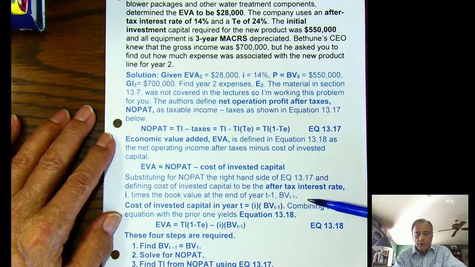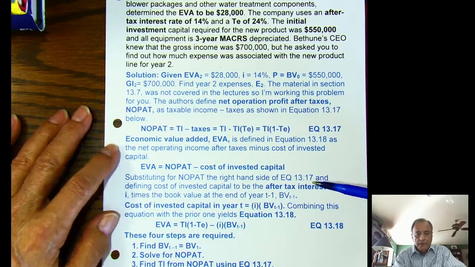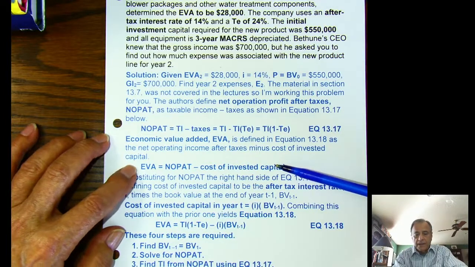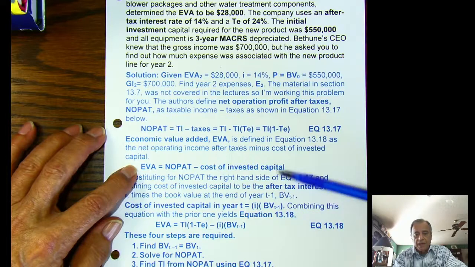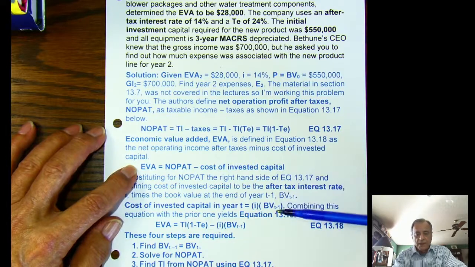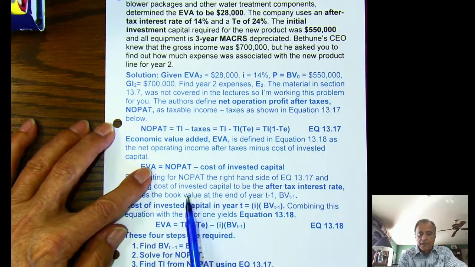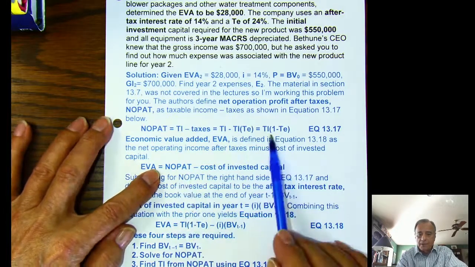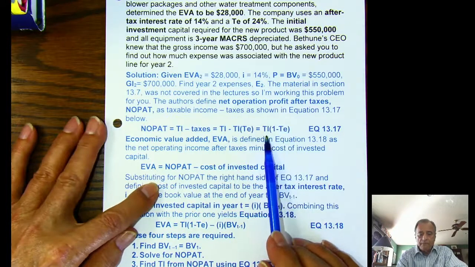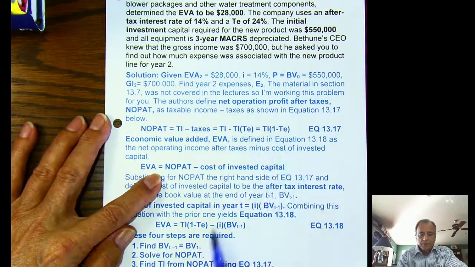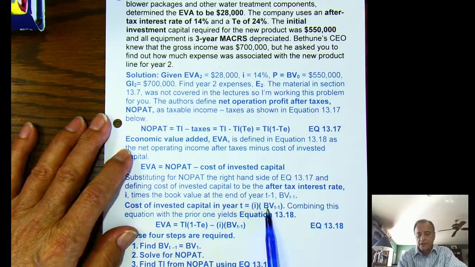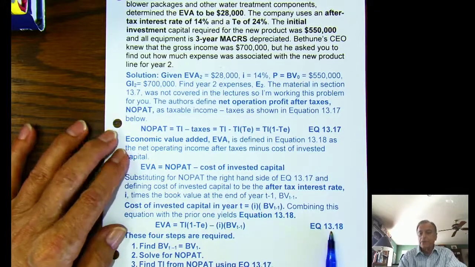So we're looking at this, and then the one for economic value analysis. We're combining these two equations, and we get that the economic value analysis is NOPAT, and NOPAT, remember, is this thing right here. So I put that here, minus this, which is the cost of invested capital. So that's equation 13.18.